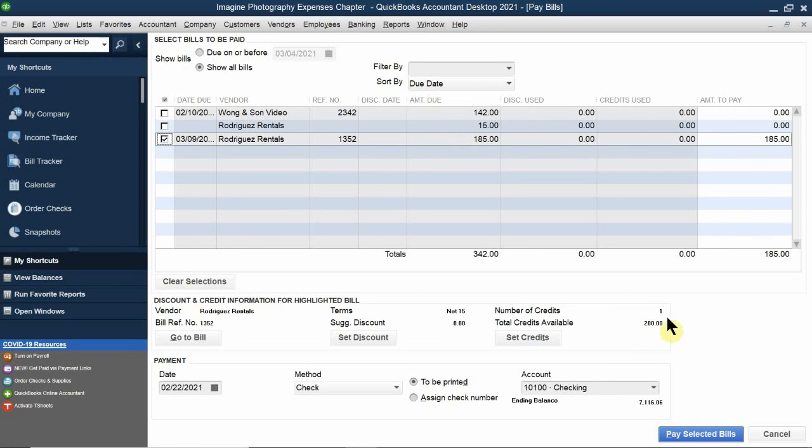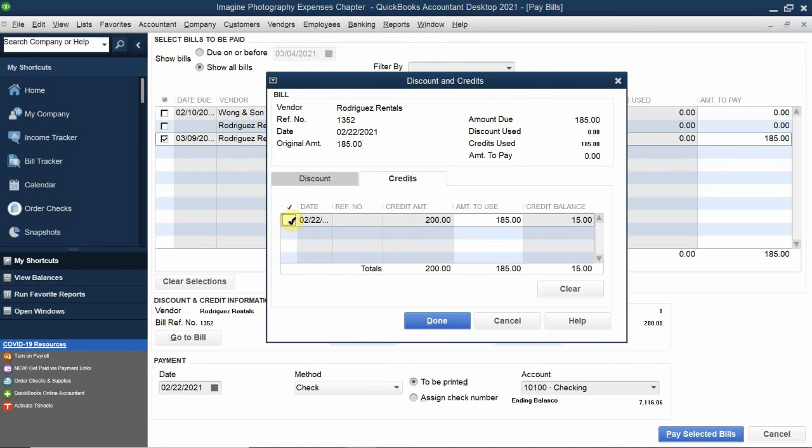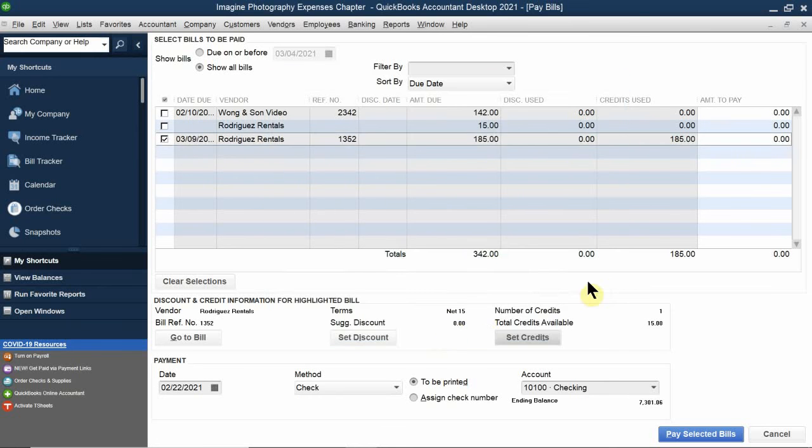So it says right here, I have 1 credit. So if I have 1 credit, I'm going to go ahead and set that credit. So it says here that I paid $200. The bill was only $185, so I should be getting a $15 credit back. And that's correct. And I'm going to go ahead and click done. So what you're going to notice here is, boom, now that $185 has been cleared off, and it cleared out this right here. All right, so that means when I make a payment, I don't owe anything because of this right here.